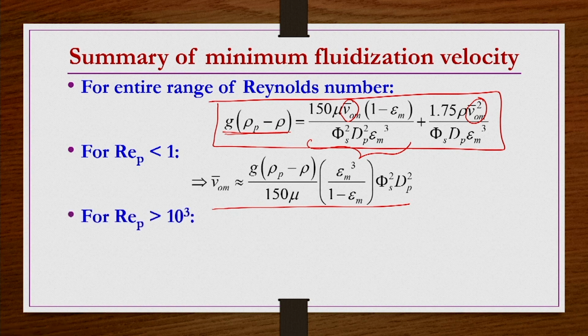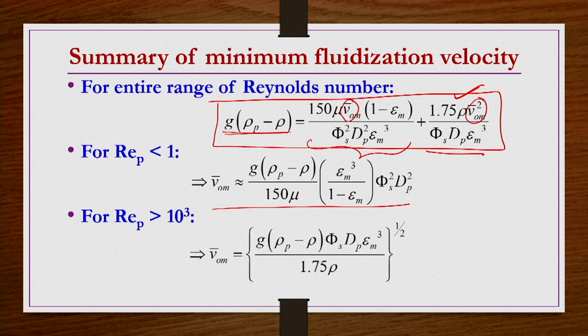Similarly, if REP is greater than 10 power 3, then the left hand side we keep as it is. In the right hand side, we have taken only this second term and then simplified that equation for minimum fluidization velocity, and we got this equation. So, if you know the Reynolds number for packed bed condition, and it is less than 1, you can use this equation for minimum fluidization to occur, or to calculate the velocity so that minimum fluidization occurs.